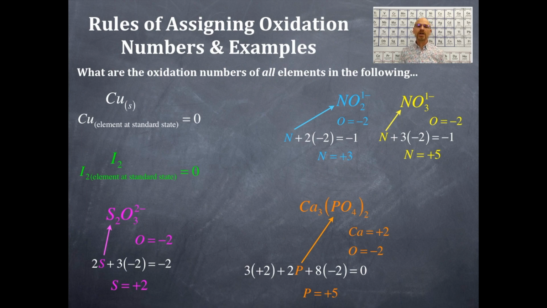In fact, what I want you to do is write out the polyatomic ion phosphate, which is PO4 3-, and solve for the oxidation number of phosphorus in just phosphate. You should also get phosphorus as a +5.